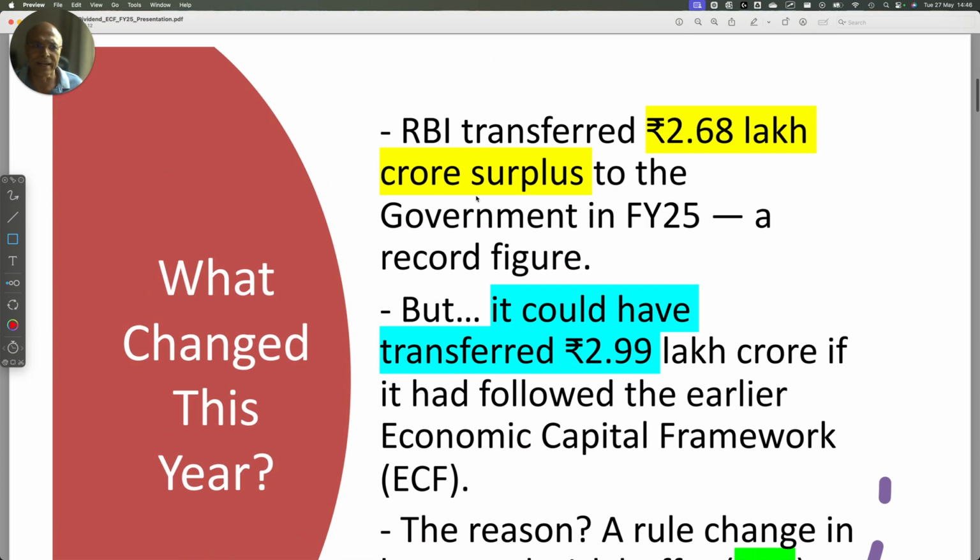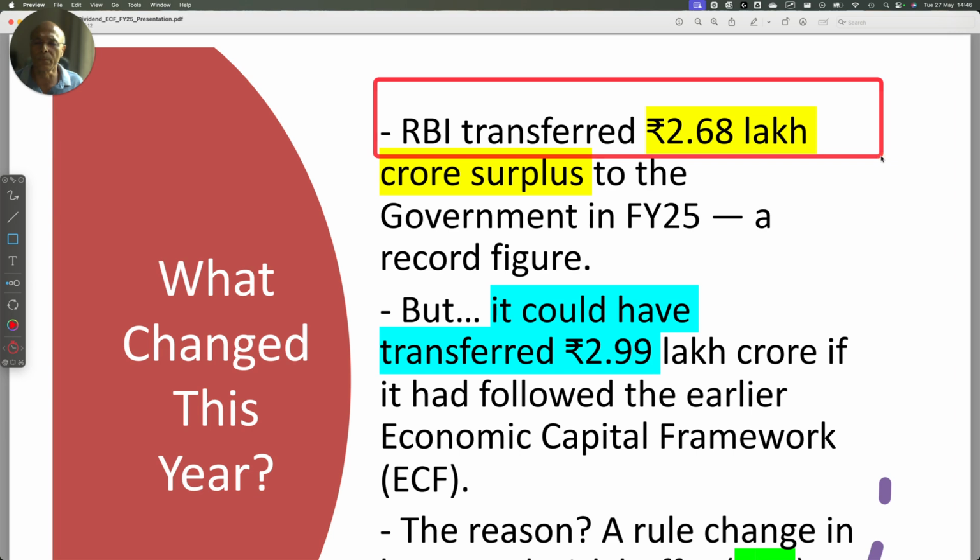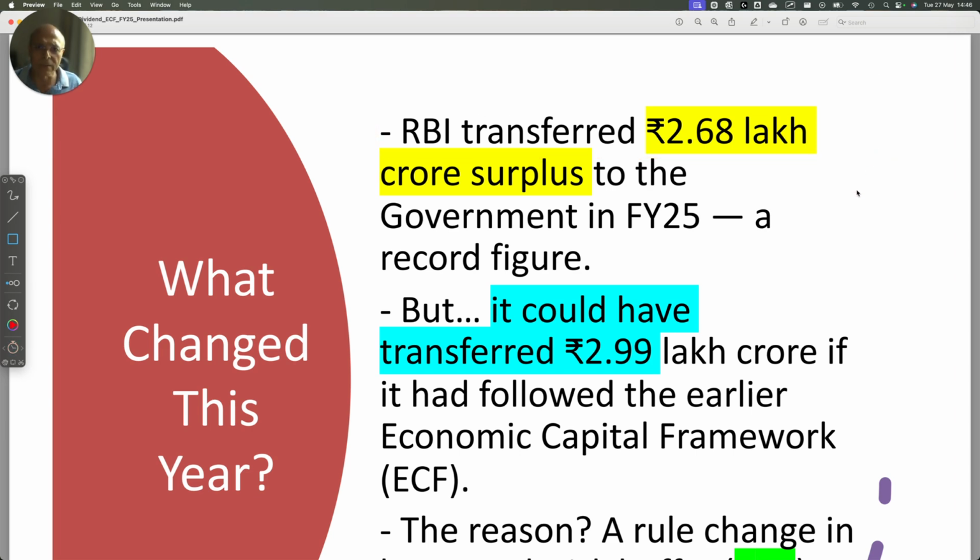Now, you know that RBI has made a transfer of 2.68 lakh crores. But do you know that if the old rules were followed, this transfer could be as high as 3 lakh crores, right? And that is the reason why this becomes erratic. In some years, you do make a huge transfer, some years you make less transfer, because you have to do certain risk provisioning. And the risk provisioning, in very simple terms, let me explain.